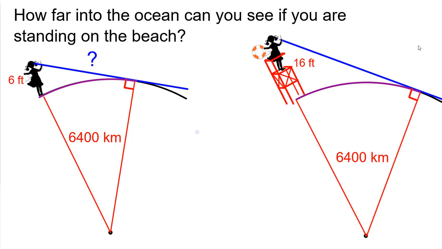really low to sea level, actually. So the first question we have is, how far into the ocean can you see if you're standing on a beach? So let's assume that your eyes are 6 feet above the ground, so a fairly tall girl there. It's the same girl we use for the one flying the kite, in case you're wondering, the silhouette. So if your eyes are 6 feet above the ground, how far can you see into the ocean?